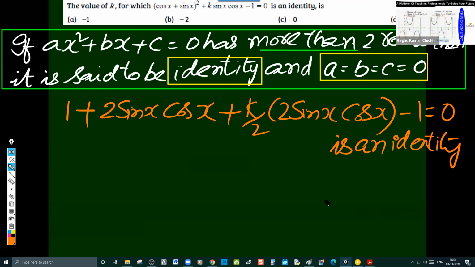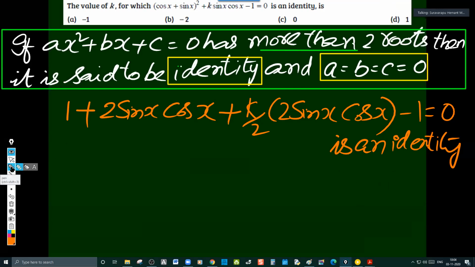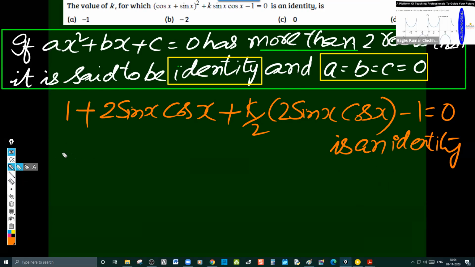Please, all of you, tell me this. Why I wrote k by 2 into 2, Maurya? That's what I was about to ask you, sir. Pardon me? I was about to ask you, sir.